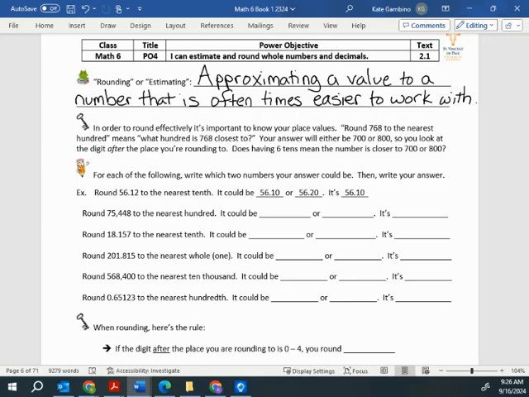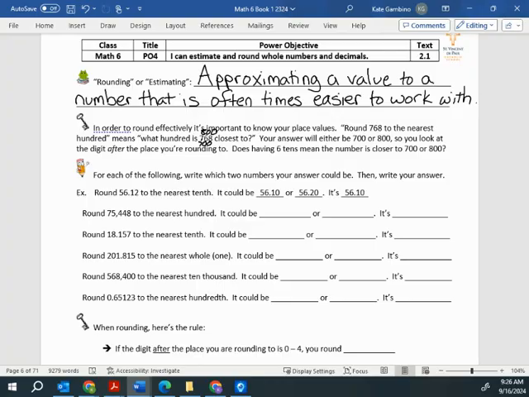In order to round effectively, it's important to know your place values, especially those decimal places. Round 768 to the nearest hundred means what hundred is 768 closest to. Your answer would either be 700 or 800, because we're rounding in that hundreds place. So we need to look at the digit after that 7 to see what we're going to round to. So that 7 is followed by a 6.